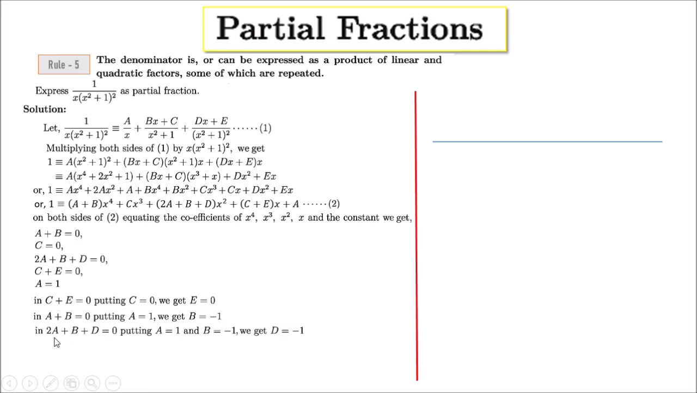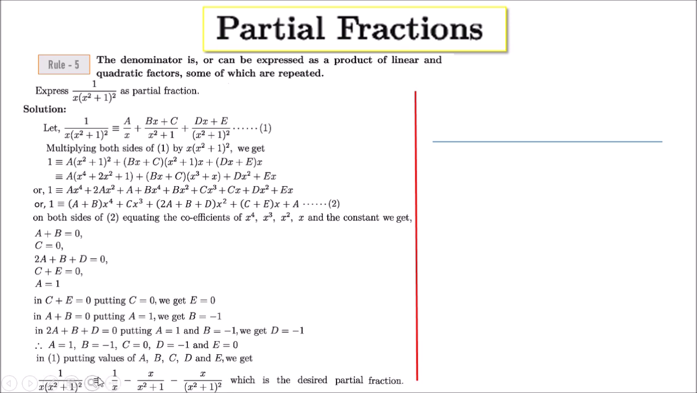And if you put the value of a equal to 1 and the value of b equal to minus 1, then 2 into 1 plus b plus d equal to 0, so d equal to minus 1. So here is the value of a equal to 1, b equal to minus 1, c equal to 0, d equal to minus 1, e equal to 0. All the values you got. Now you have to put them in equation number 1, and finally look at it. The face was like this, and now it is just a simple look. This is your desired partial fractions of the given fraction.